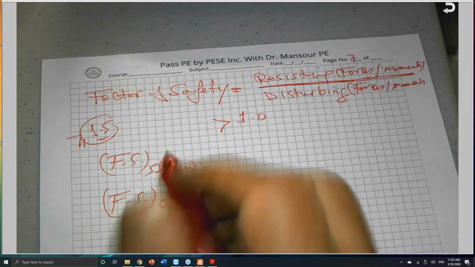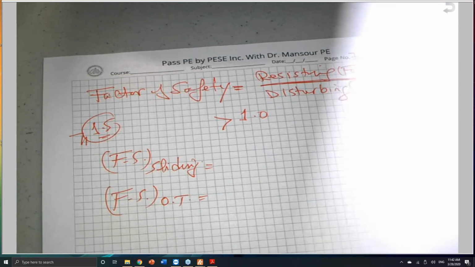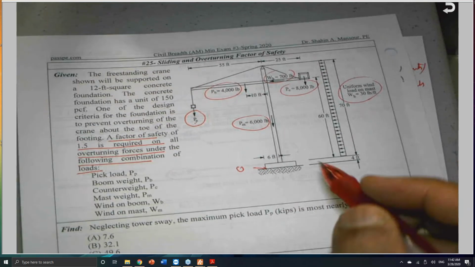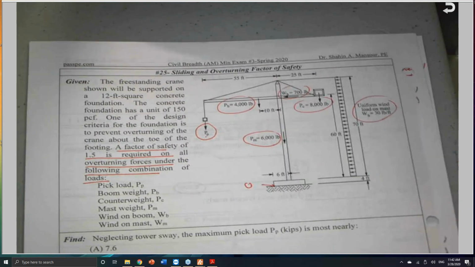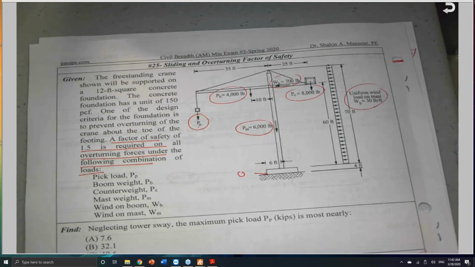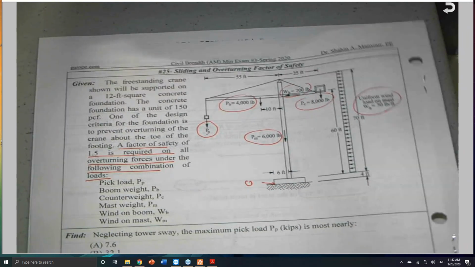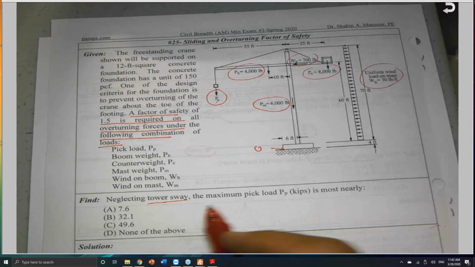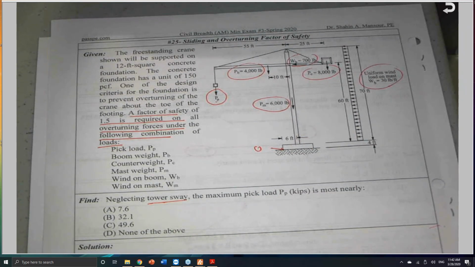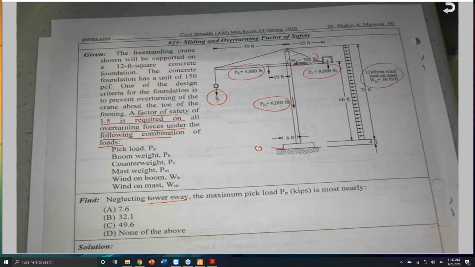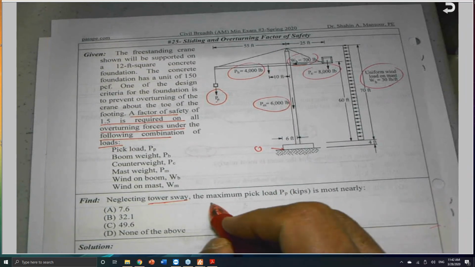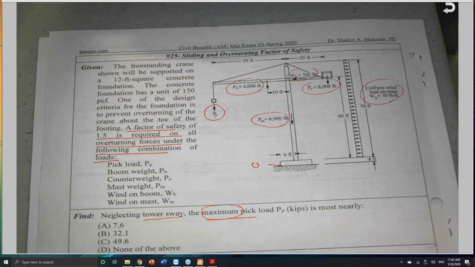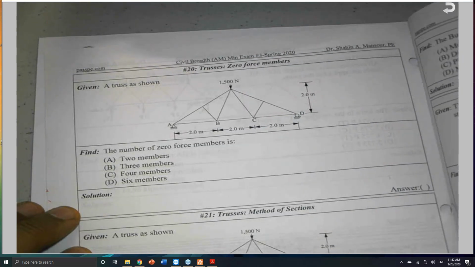The factor of safety, how to calculate it. And this is a very good problem. Don't forget a force, or use the wrong moment arm. This is a very common problem. Go over it, and neglect the tower sway. This is the assumption here. What is the maximum? You see the word maximum, big load. Please go over it and let me know.